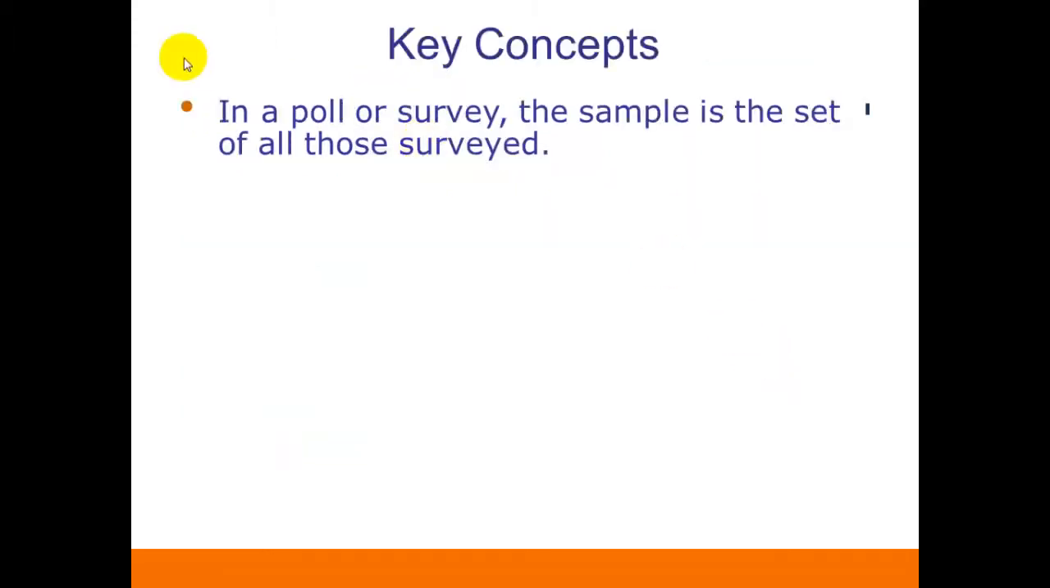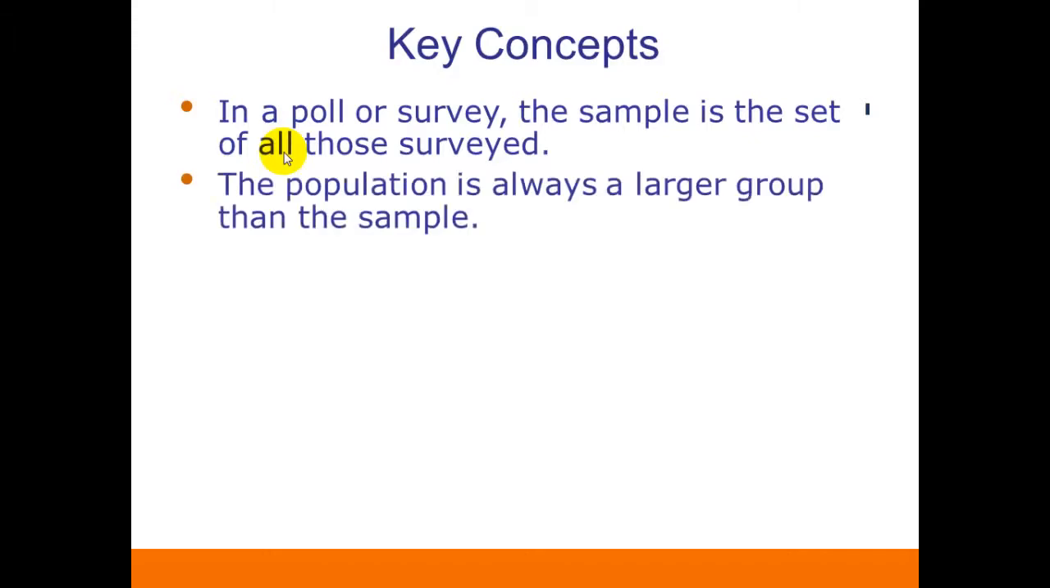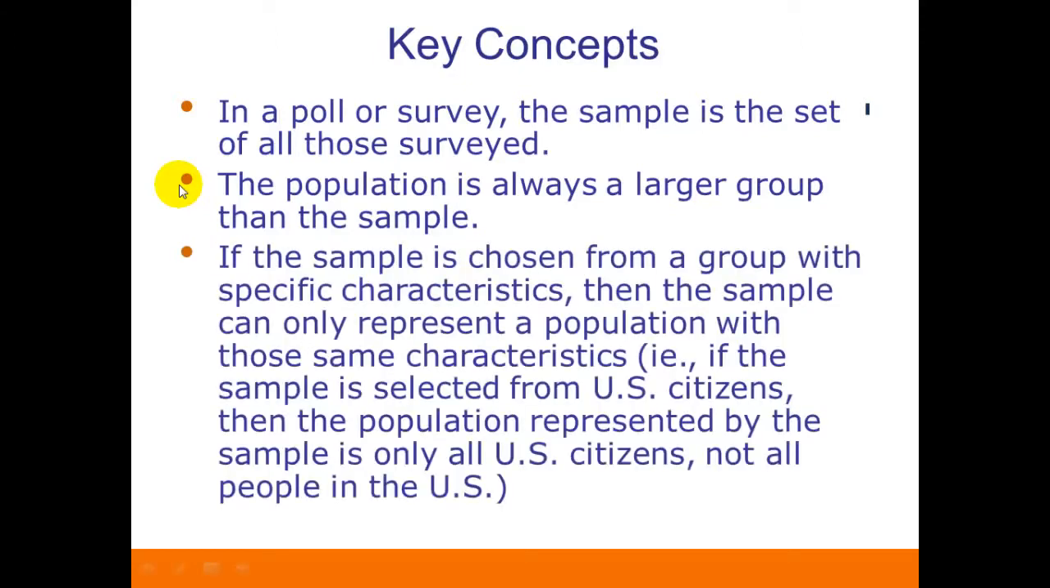Now, when we're trying to identify populations and samples, here's some key concepts. If we're talking about a poll or a survey, the sample is the set of all those that were surveyed. The population is always a larger group than the sample. And if the sample is chosen from a group with specific characteristics, then the sample can only represent a population with those same characteristics. For example, if the sample is selected only from U.S. citizens, then the population represented by the sample can only be U.S. citizens. It can't be all people in the United States, since there are people in the United States who are not U.S. citizens.